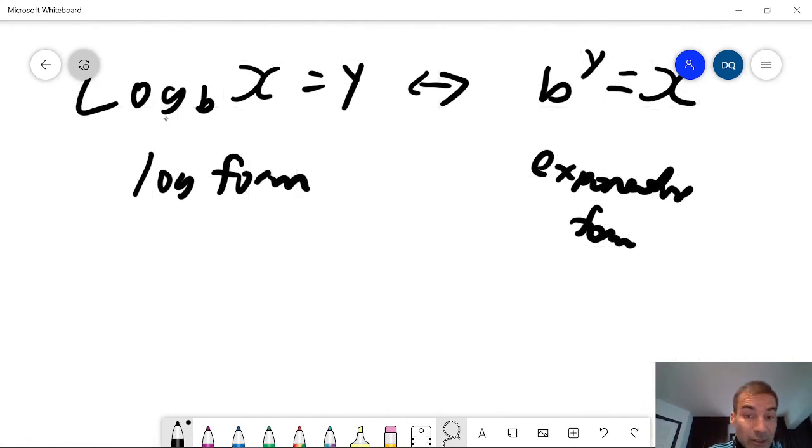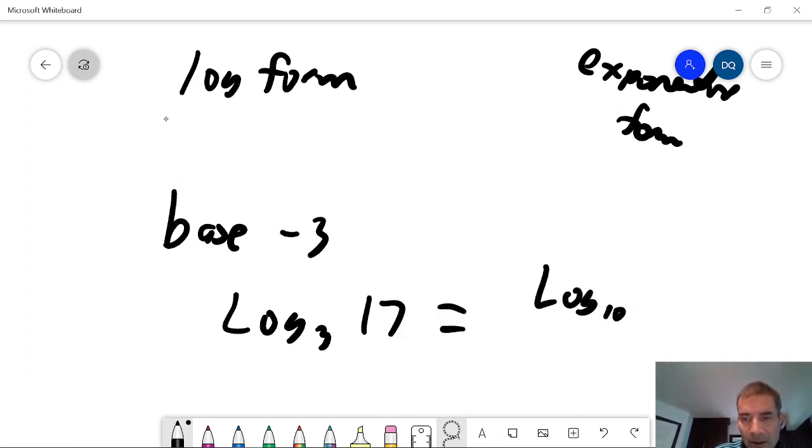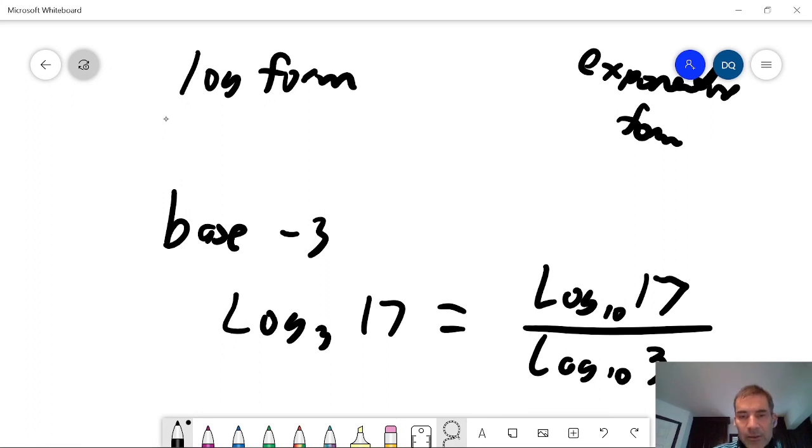And the other thing is the change of base. So if I want, say, let's say base 3. So if I was to find the base 3 log of 17, I would take the base 10 log of 17 and divide it by the base 10 log of 3. So the number you are taking the log of goes on the top, and the base that you're changing it to, its log goes on the bottom. That's your change of base.